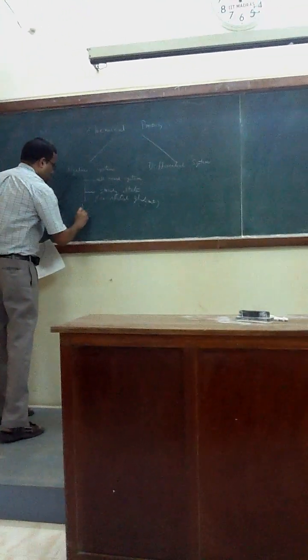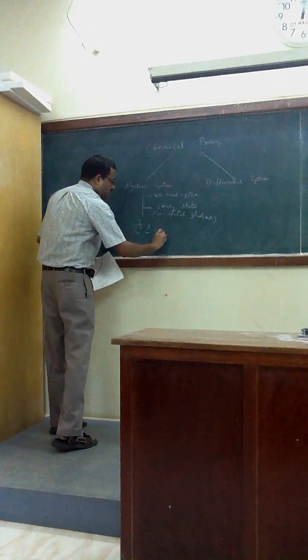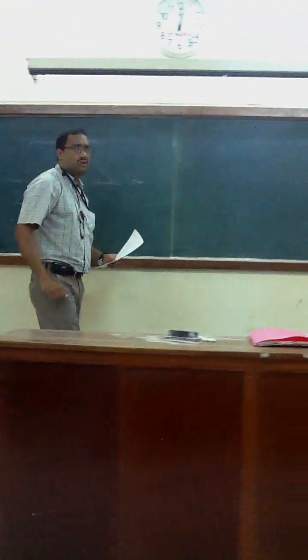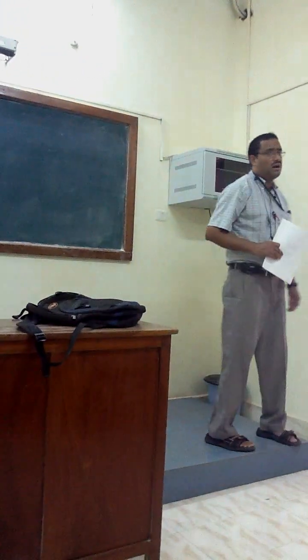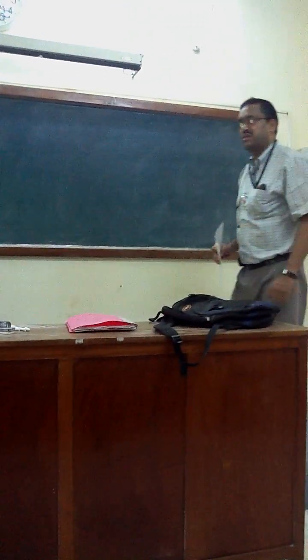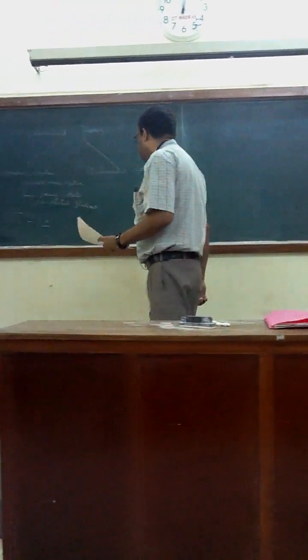system. And typically, this is represented by Ax equals B. Right? A is a matrix, X is a vector, B is a vector. Okay? And X is unknown. Right? X is unknown.